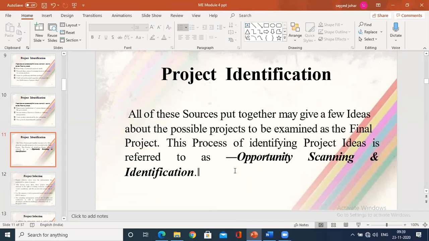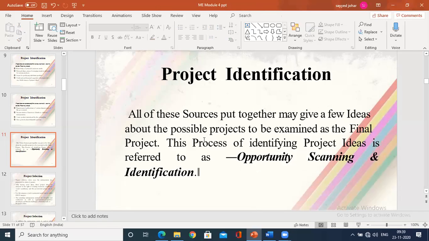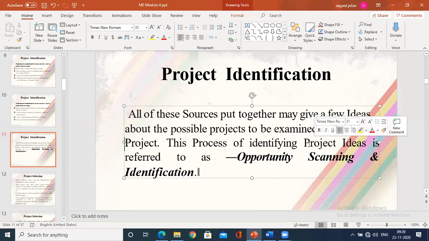Based on all these resources, we put together a possible project to be examined as a final project. So this process of identifying the project ideas is referred to as opportunity scanning and identification. So what is opportunity scanning and identification? That is identifying the ideas, scrutinizing the ideas from all the internal and external resources.